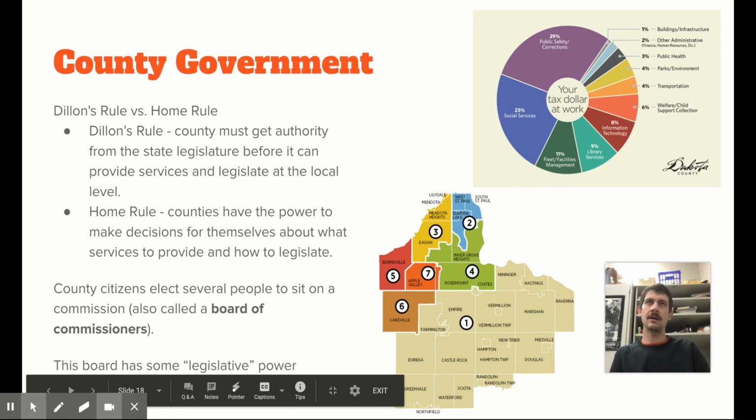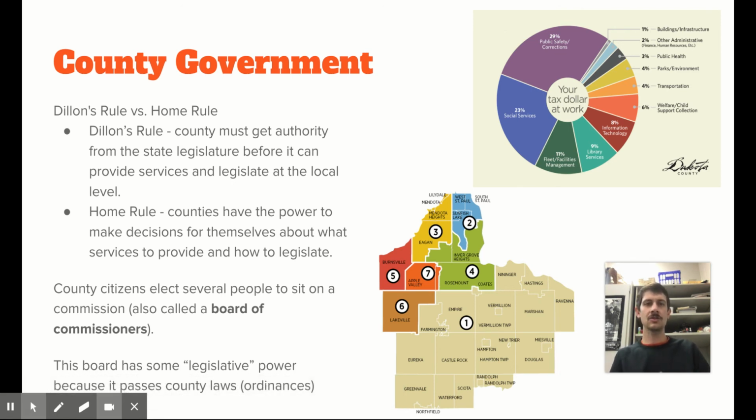County governments are interesting in that they actually have kind of a weird dynamic with the state. If you live in a county like Dakota County that follows what's called Dillon's Rule, the county actually has to get all of their authority from the state legislature before they can provide services and legislate at the local level. So they are seen as an extension of the state government. States that have home rule allow counties to have a little bit more freedom to make decisions for themselves, so they're a little bit more independent.